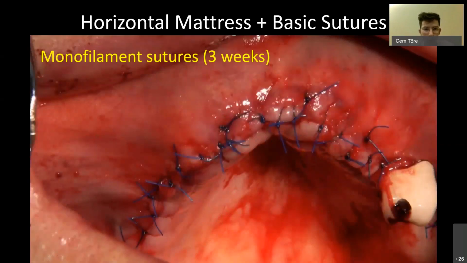A little word about suturing. We leave the sutures for 3 weeks. That's one thing. We see the patient every week, 1 week after, 2 weeks after, to say, okay, it looks good, you are healing well. And then at the third week, we are removing the sutures, but until then the sutures stay in place.